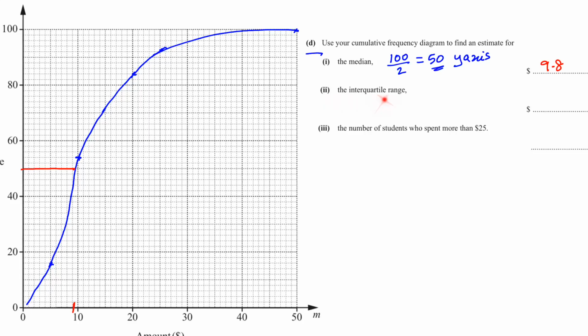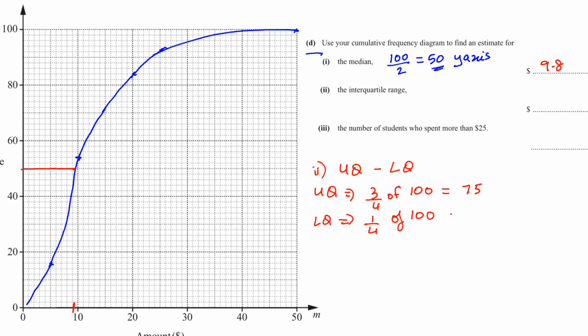D2, we have to find the interquartile range. To find the interquartile range, we will need the upper quartile and the lower quartile. And then interquartile range is equal to upper quartile minus lower quartile. To find the upper quartile, the formula is 3/4 of 100. 3/4 of 100, of means multiply. This will give us 75. For lower quartile, we'll do 1/4 of 100. That will give us 25.